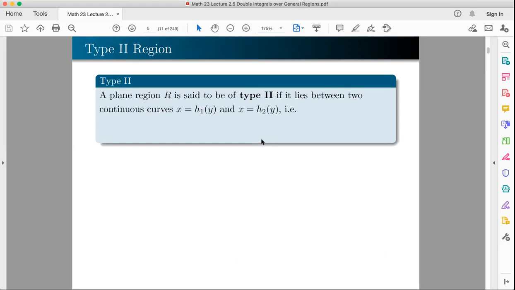Now we consider regions of type 2. So a region is of type 2 if it lies between two curves x equals h sub 1 of y and x equals h sub 2 of y, and these curves are continuous. That is, the region R will have scalar bounds on y, so y is between c and d, but x is between the two curves h sub 1 of y and h sub 2 of y.